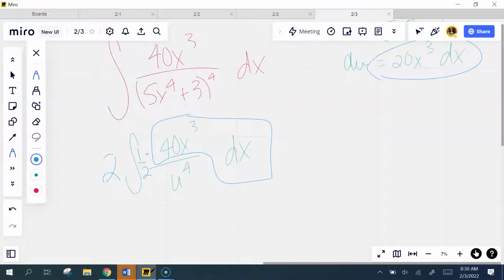Well, if you were to multiply 40 by 1/2, you end up with, so now I've got 2 times 20x cubed over u to the 4th dx. Well, now this looks exactly like that. Correct.